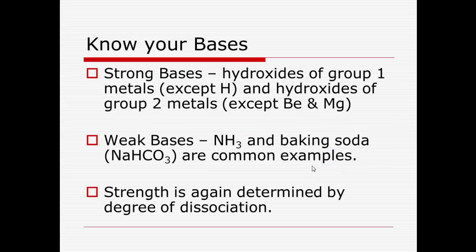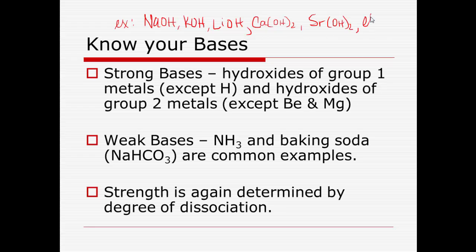You do need to know your bases. The strong bases are the hydroxide compounds of group 1 metals, so we don't include hydrogen because it's not a metal, and the hydroxides of group 2 metals except for the top 2. Group 1 hydroxides might be NaOH, KOH, LiOH. Then our group 2 hydroxides, same thing: calcium hydroxide, strontium hydroxide, and so on.